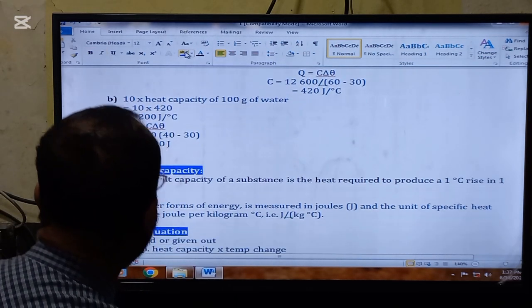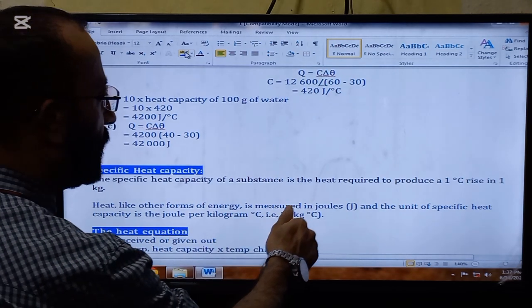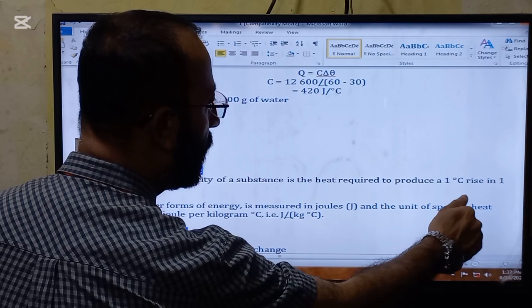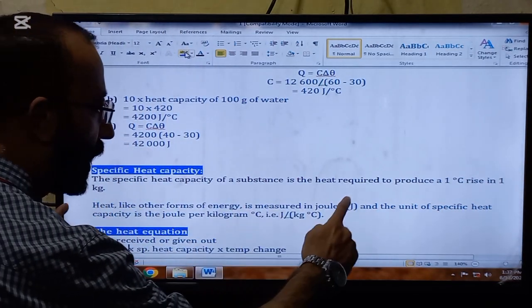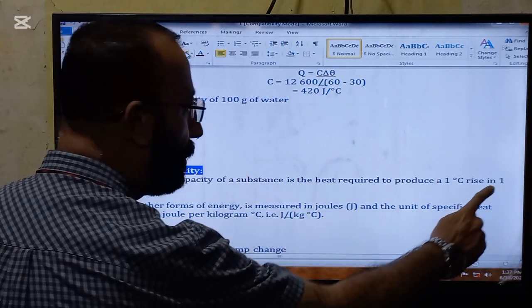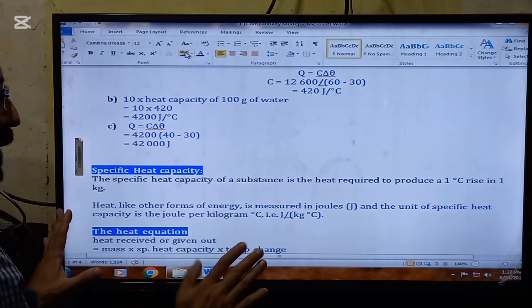Okay, next topic in the lecture is specific heat capacity. The specific heat capacity of a substance is the heat required to produce 1 degree C rise in 1 kilogram. So if you look closely at the definition, only the mass is the difference. 1 kg mass is now given.